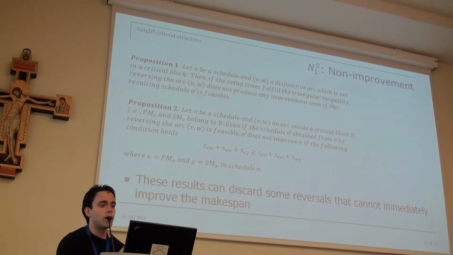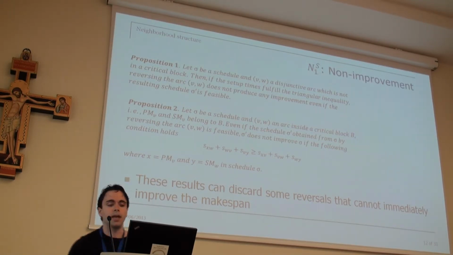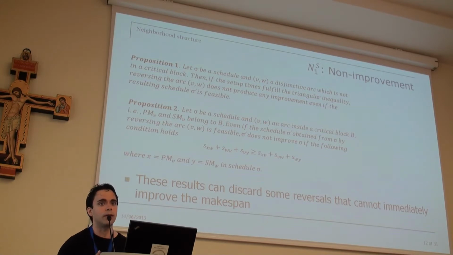Okay, to make a more efficient structure, we also consider some non-improvement conditions. The first proposition simply shows that reversing a non-critical arc cannot lead to an immediate improvement in the makespan. That's why we only reverse critical arcs. Proposition 2 gives another fast non-improving condition, so we can quickly discard some of the non-improving neighbors. This is to make the structure a little more efficient.